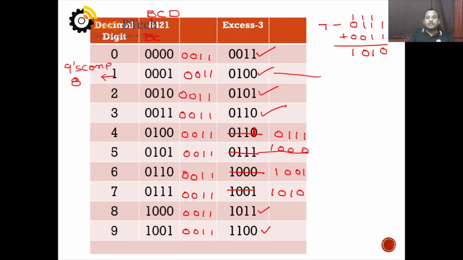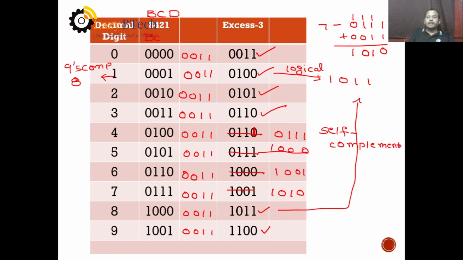If you take the logical complement, interchange zeros and ones. So 1, 0, 1, 1. You see? The corresponding representation for 8 is 1, 0, 1, 1. So that is why XS3 code is also a self-complementing code, because the arithmetic complement we can get by simply taking the logical complement. That is why XS3 code is known as the self-complementing code.